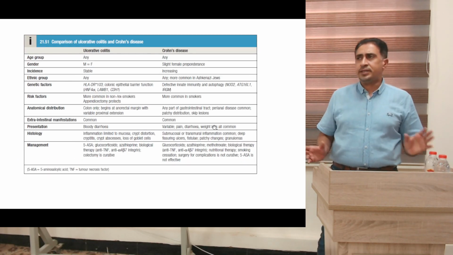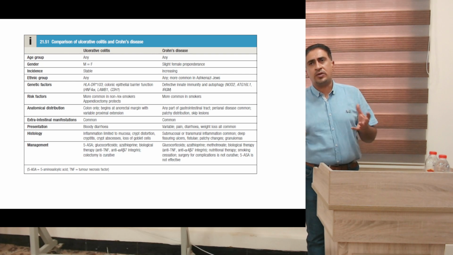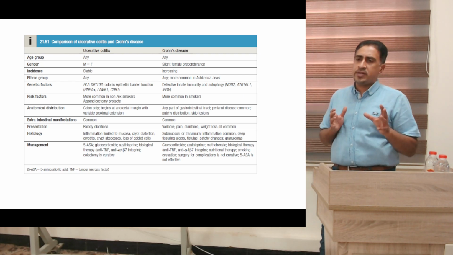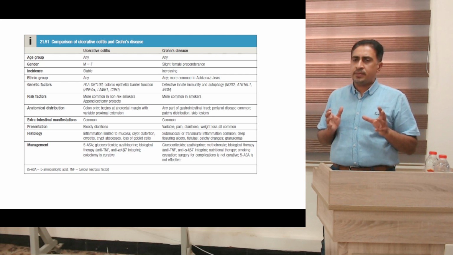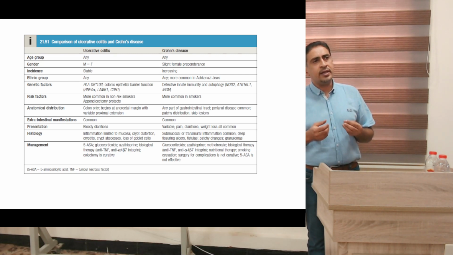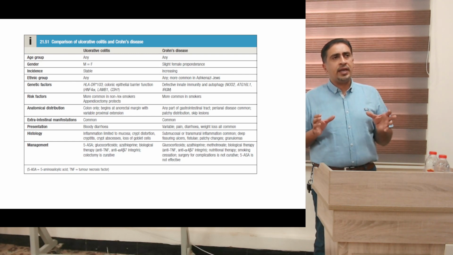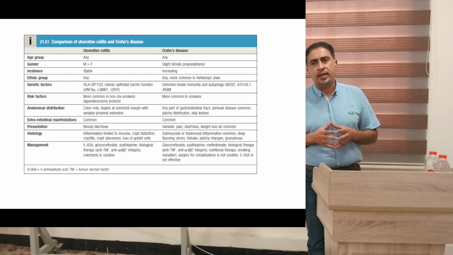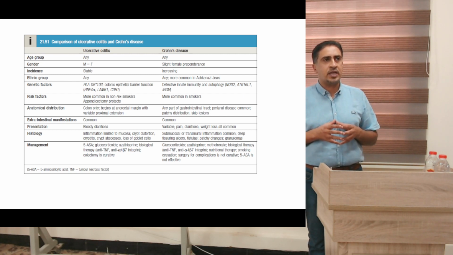Now we have certain comparison between the two categories. As I said, we have two main categories of inflammatory bowel disease: ulcerative colitis and Crohn's disease. Regarding the age, any age can be targeted, and as I said, the young age group is the main target of the incidence of inflammatory bowel disease.